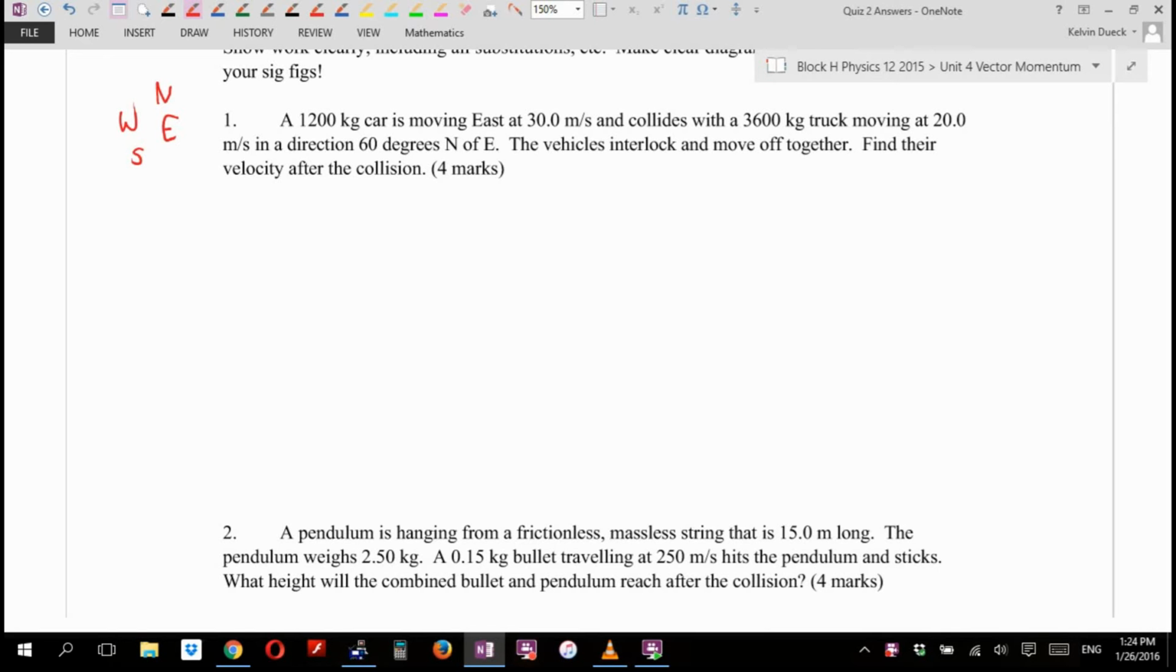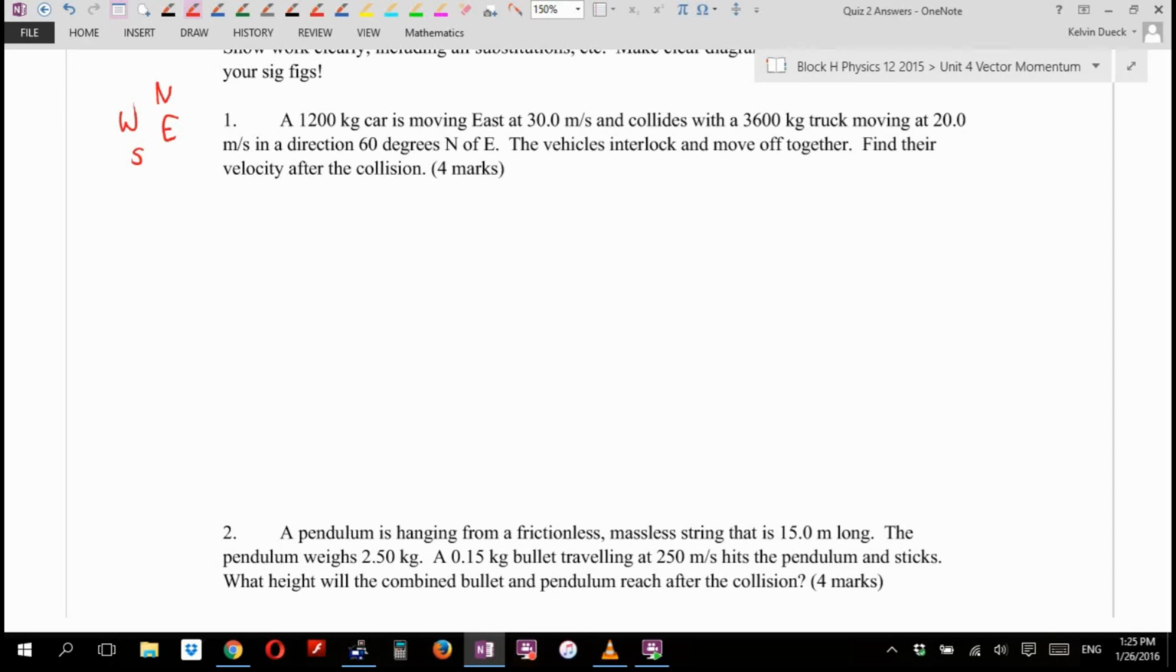Angles, angles, angles. So I'm already thinking I'm going to be drawing things tip to tail. And the fact that it's 60 degrees suggests to me it's not going to be SOHCAHTOA, it's going to be sine law, cosine law, because it's not a lovely 90 degrees.